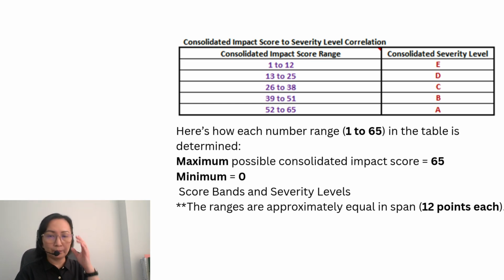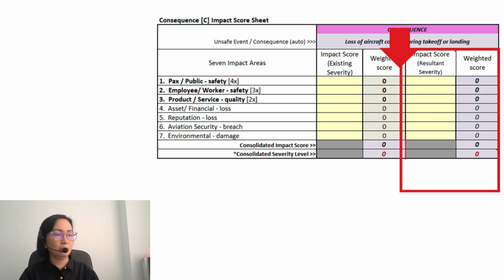Here's how each number range, 1 to 65 in the table, is determined. Maximum possible consolidated impact score equals 65, minimum equals 0. Score bands and severity levels: the ranges are approximately equal in span, 12 points each. About impact score, resultant severity.